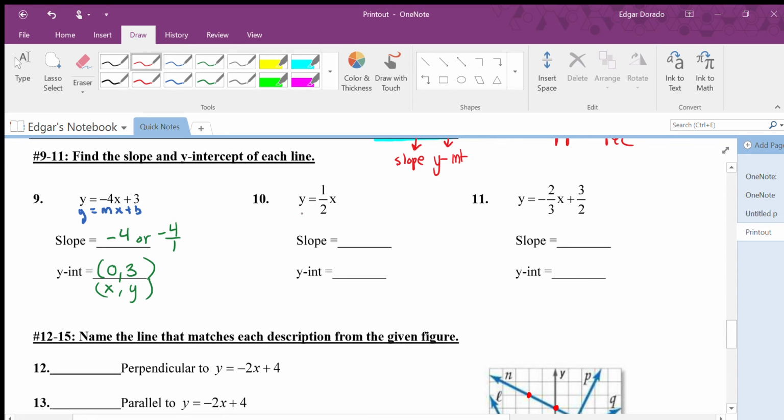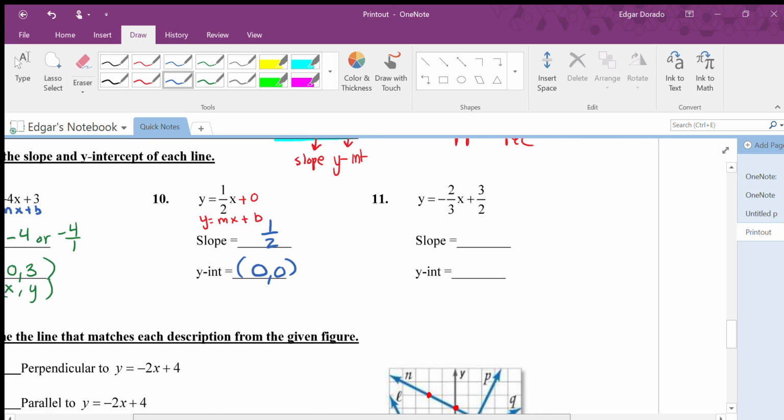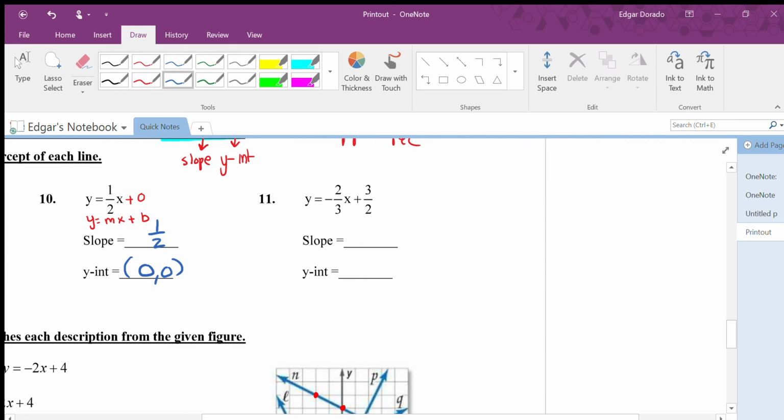All right, next one. We have y equals mx plus b, but wait a minute, there's no b here. Well, why can't I do that? If there's no b, it doesn't do any harm if I write plus 0. So what is my slope? My slope is 1/2. My y-intercept is (0, 0). All right, go ahead and pause the video real quick, guys, and try out number 11, please.